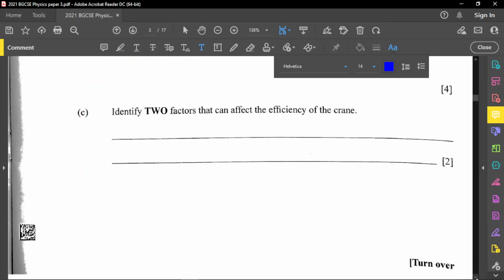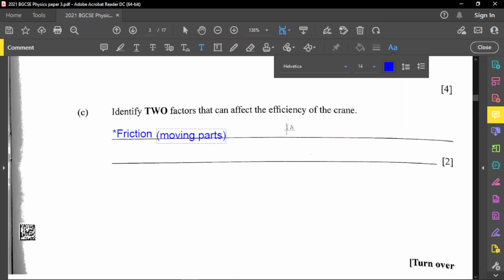Part C asks us to identify 2 factors that can affect the efficiency of the crane. When you think about it, the crane has moving parts. So definitely one of them could be friction. Okay, so friction is 1. When we talk about affecting the efficiency, you're talking about what causes it to lose some energy or lose some power. So let's say friction, because of the moving parts. I'm putting moving parts in brackets. So the friction is due to moving parts.